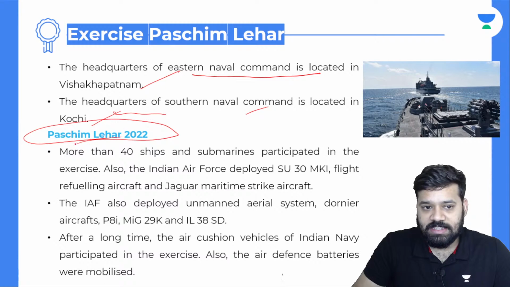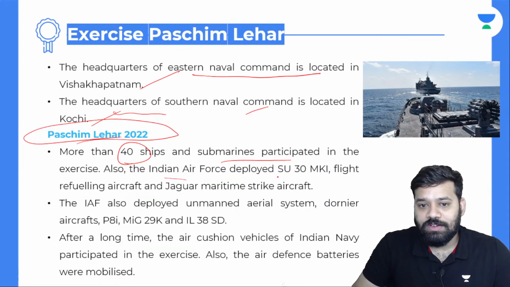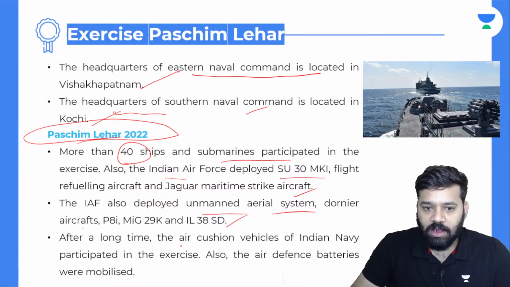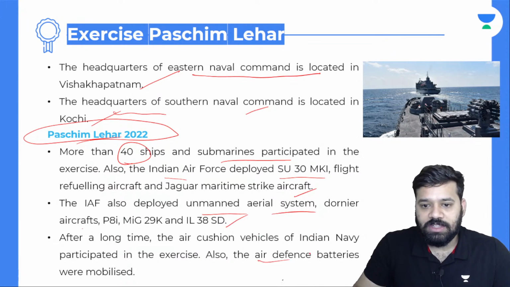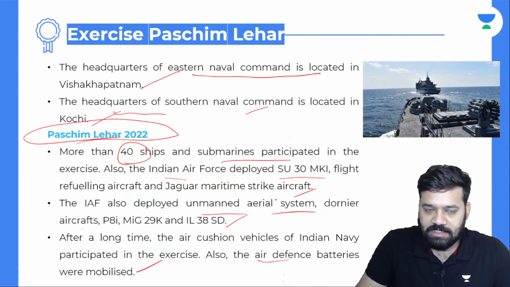About Pashchim Lehar exercise 2022, more than 40 ships and submarines participated in the exercise. Also, the Indian Air Force deployed Su-30 MKI flight refueling aircraft and Jaguar maritime strike aircrafts. The Indian Air Force also deployed unmanned aerial system Dornier aircrafts P-81, MiG-29K and IL-38SD. After a long time, the air cushion vehicle of the Indian Navy participated in the exercise. Also, the air defense batteries were mobilized.